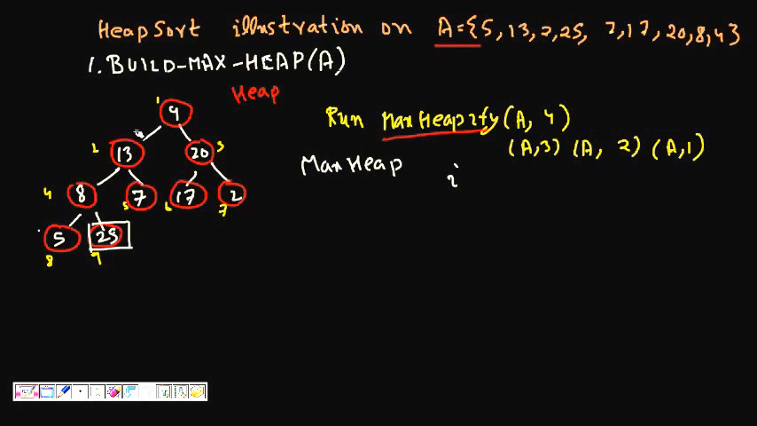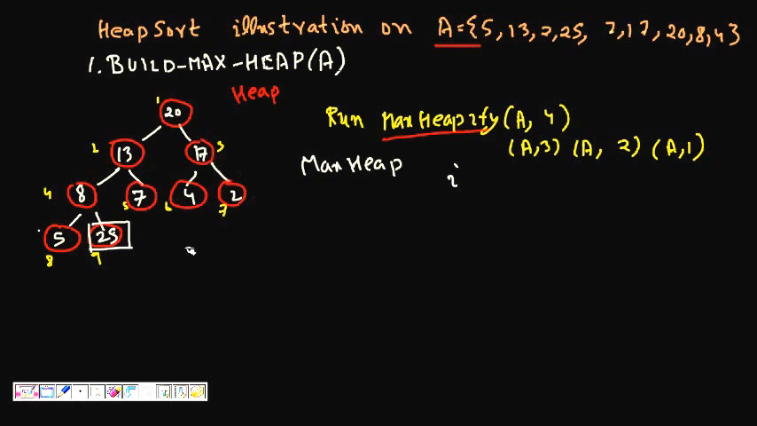So now 4 is less than 13 and 20. So what happens now, we swap 4 and 20. So 4 and 20 we swap, so 20 comes here, 4 comes here. Again 4 is less than 17, so we swap them. So 4 and 17 we swap, so 17 comes here and 4 comes here. Okay, so now there is nothing to swap.